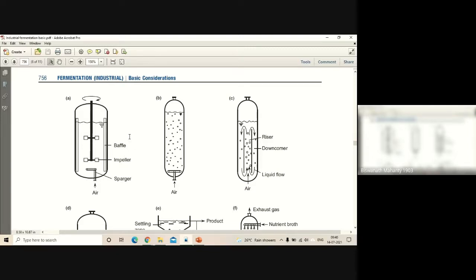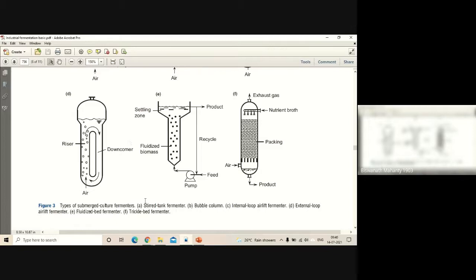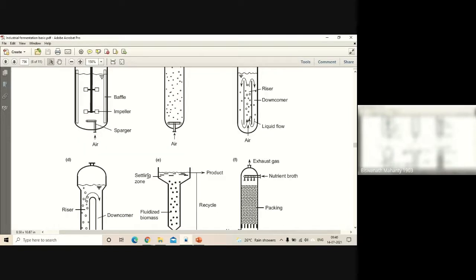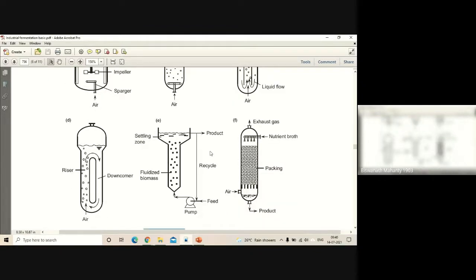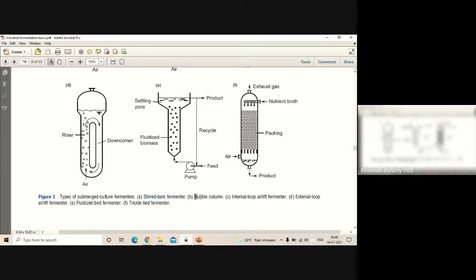So this is one kind of reactor, and the first one is the stirred tank. That means we have a stirring device. You see, we are stirring. Case B is an example of a bubble column.